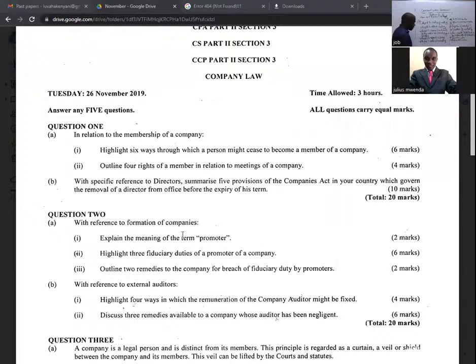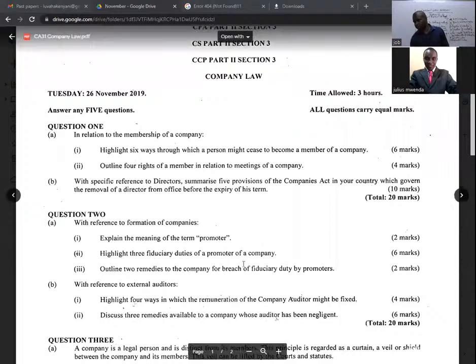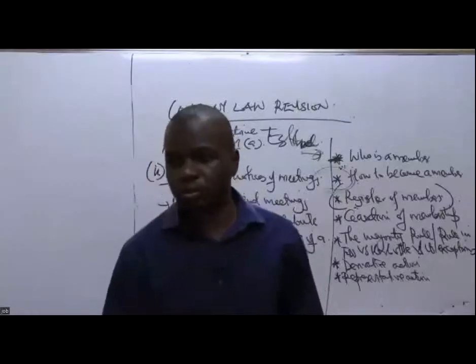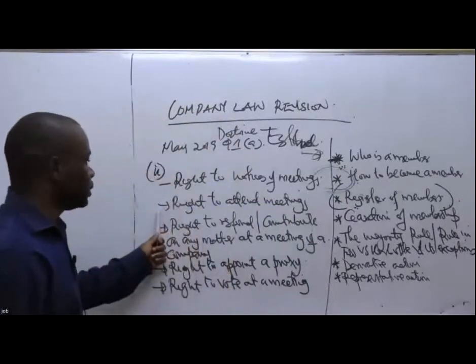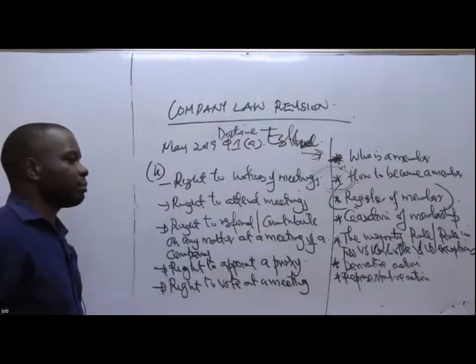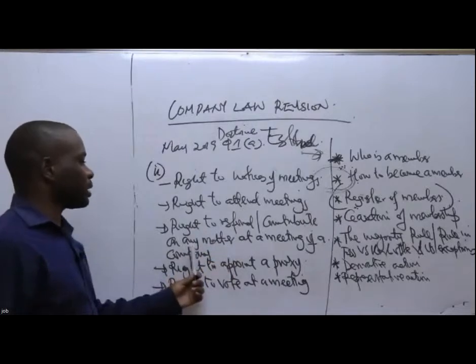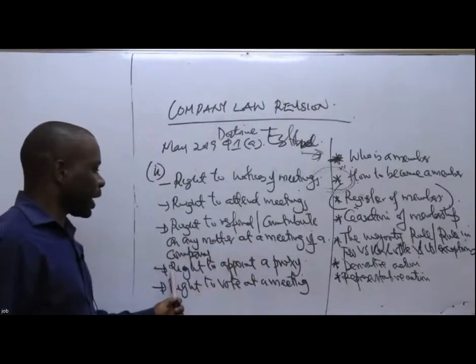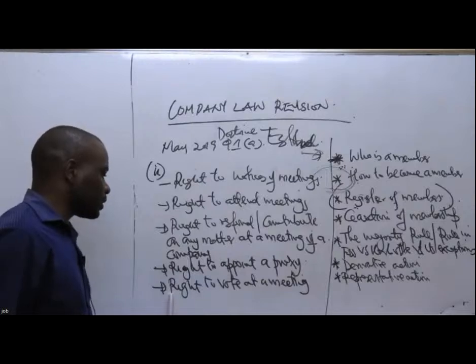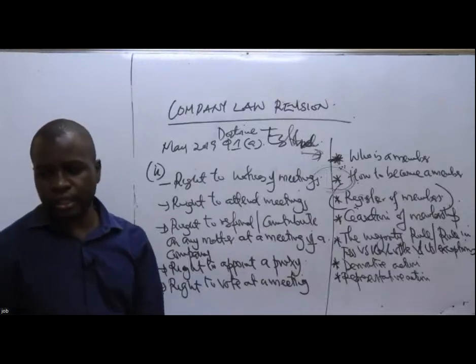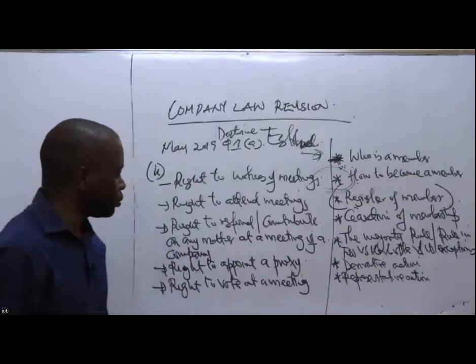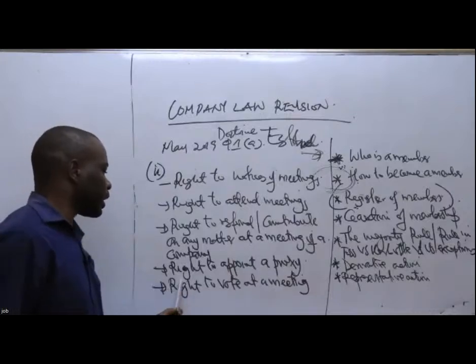So we have the right to notices of meetings. As a member of a company, you have a right to get notices of all the meetings of the company. You also have the right to attend the meetings, so you can't be denied that right. You have the right to respond or contribute to any matter at a meeting of a company, the right to appoint a proxy, and the right to vote at meetings. So you have those rights.